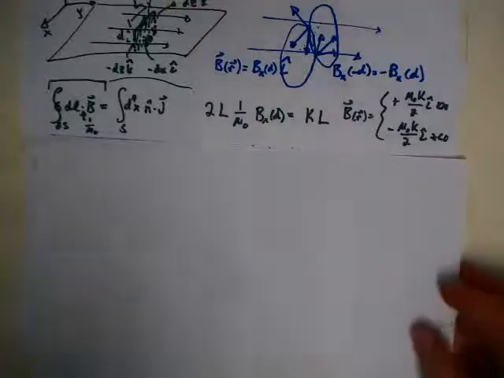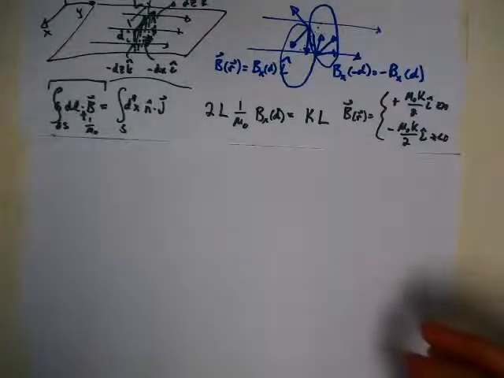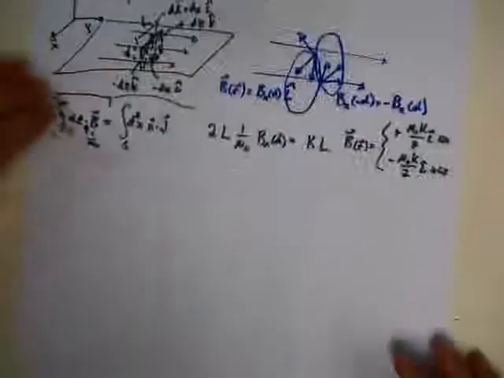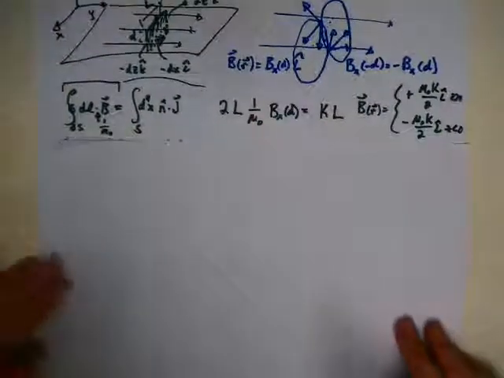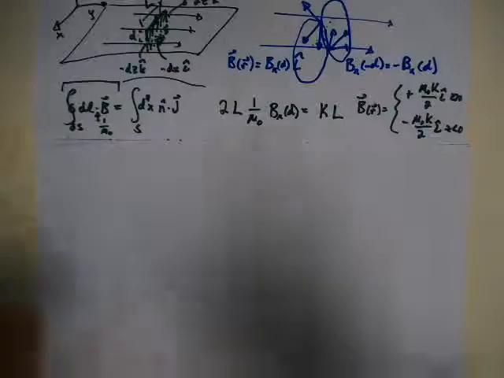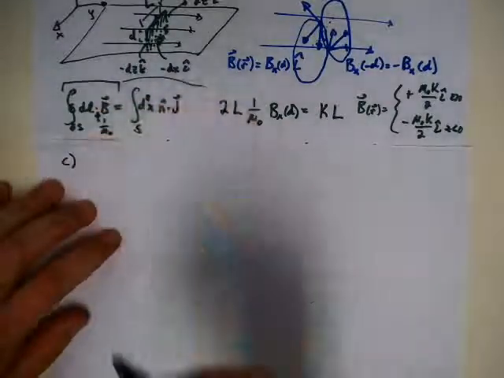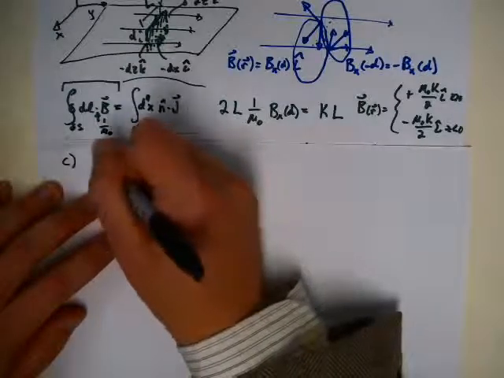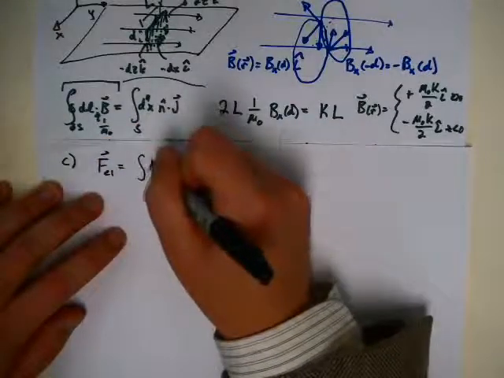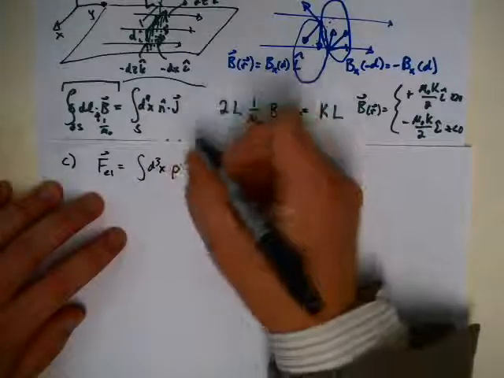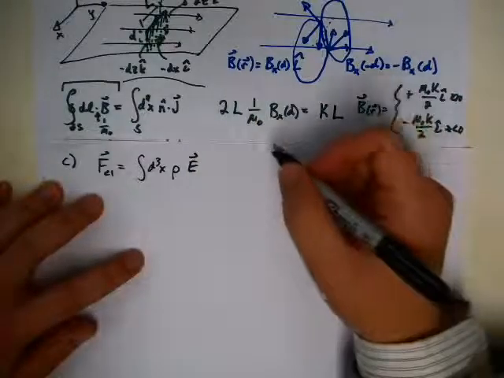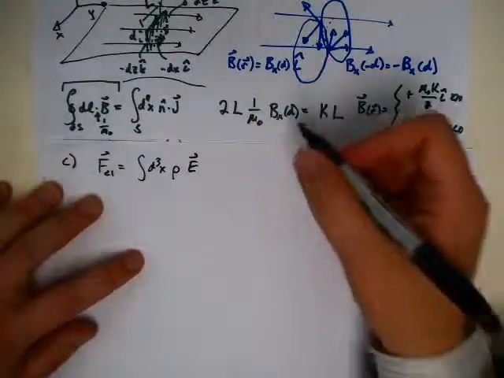To answer part C, it asks at what speed would the magnetic force balance the electric force? Well, to do that, we have to find the electric force per unit area. Again, what we're going to use is the integrated form of the Lorentz force, this time on the electric part. So F electric is the integral d3x of rho times E. Now, where E is due to the bottom plate and rho is the rho of the top plate.